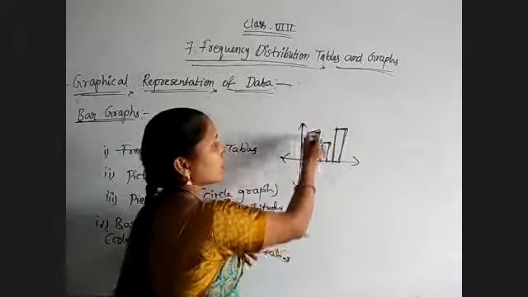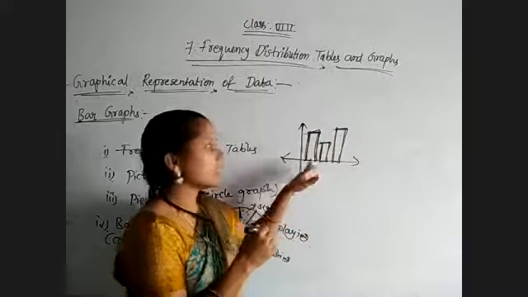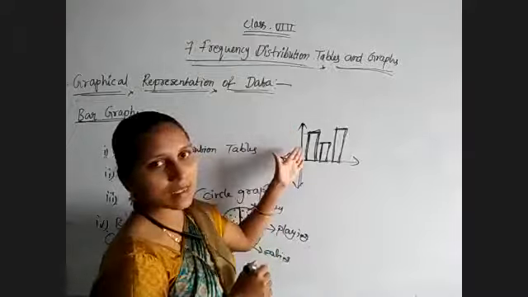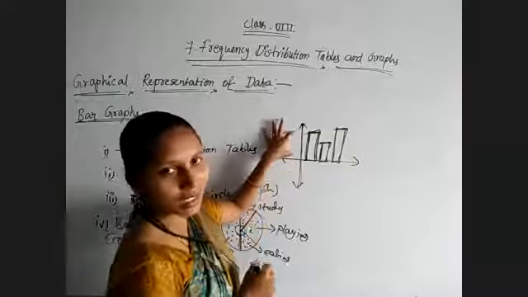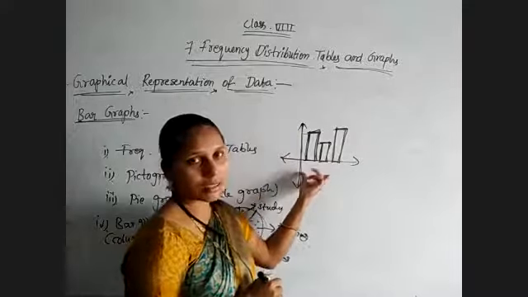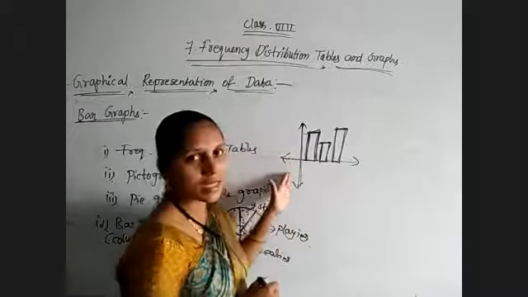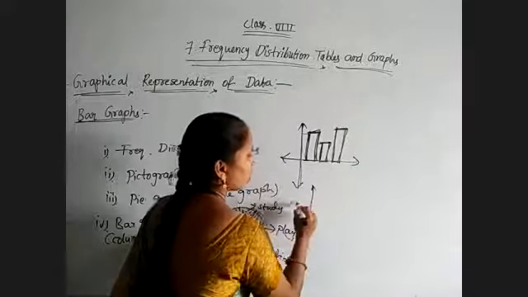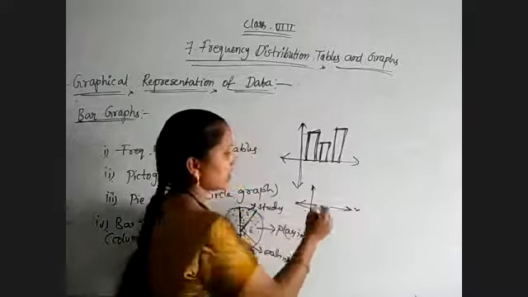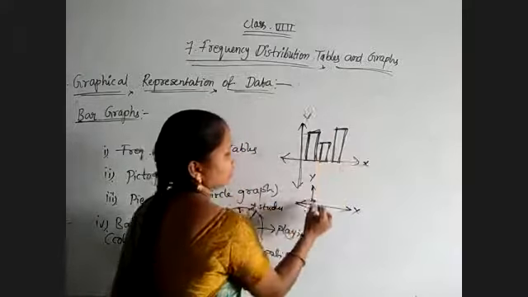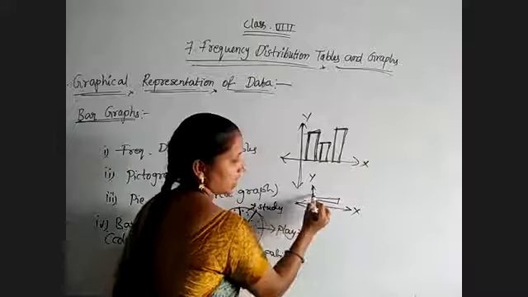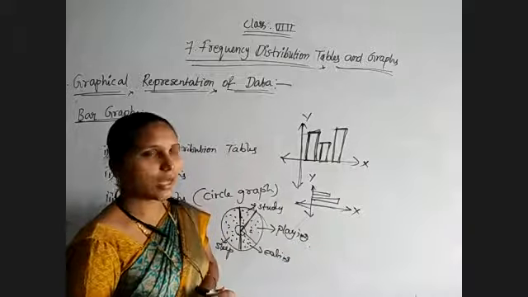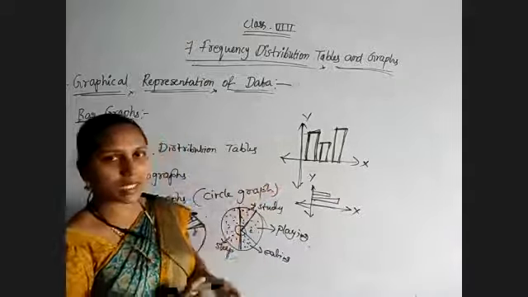The rectangles are known as bars. If the bars are parallel to the y-axis, that means the vertical line, the y-axis being the vertical line and the x-axis the horizontal line, then that is said to be a vertical bar graph. If the bars are parallel to the horizontal line, that is the x-axis, see, now this bar is parallel to the x-axis, then such a bar graph is known as a horizontal bar graph. We can represent the data as a vertical or horizontal bar graph.